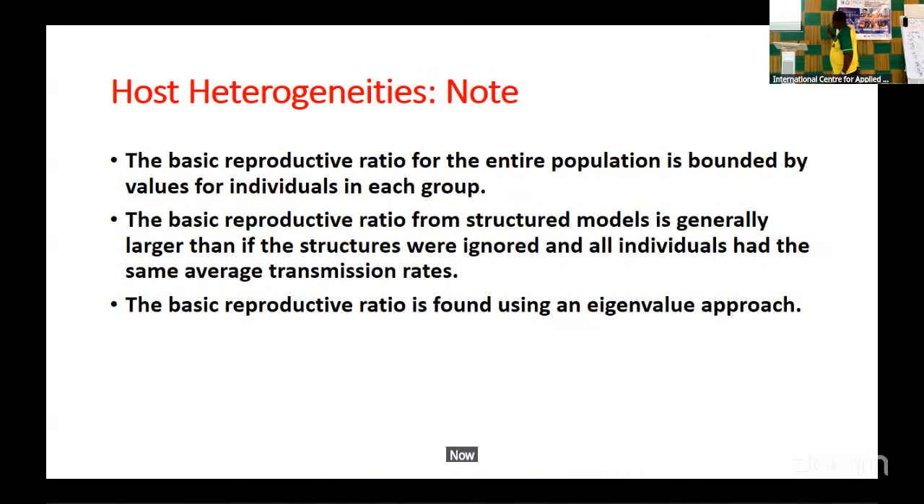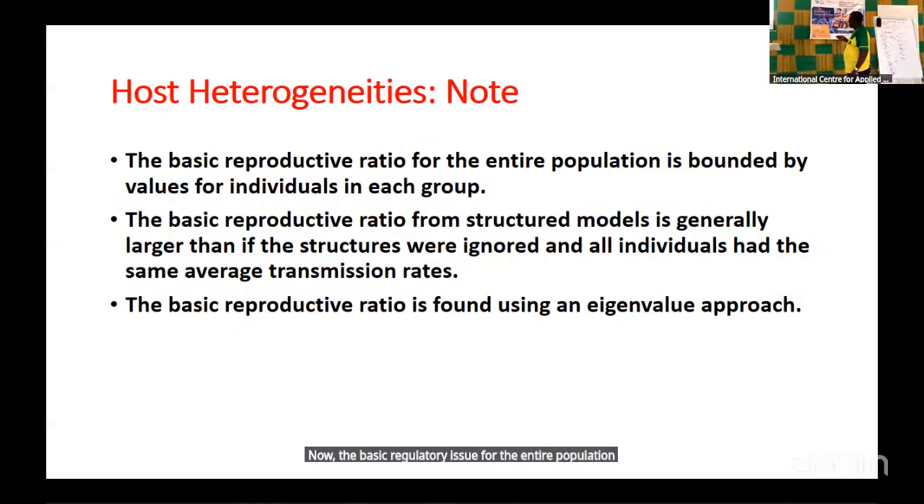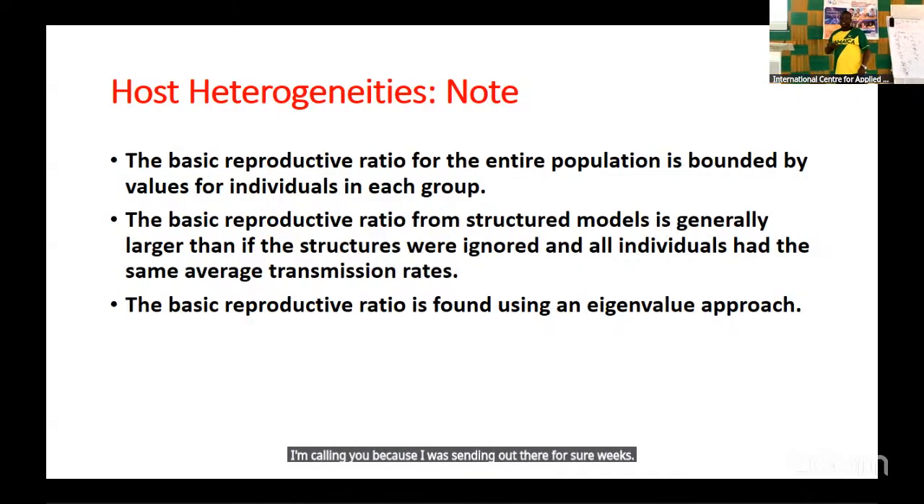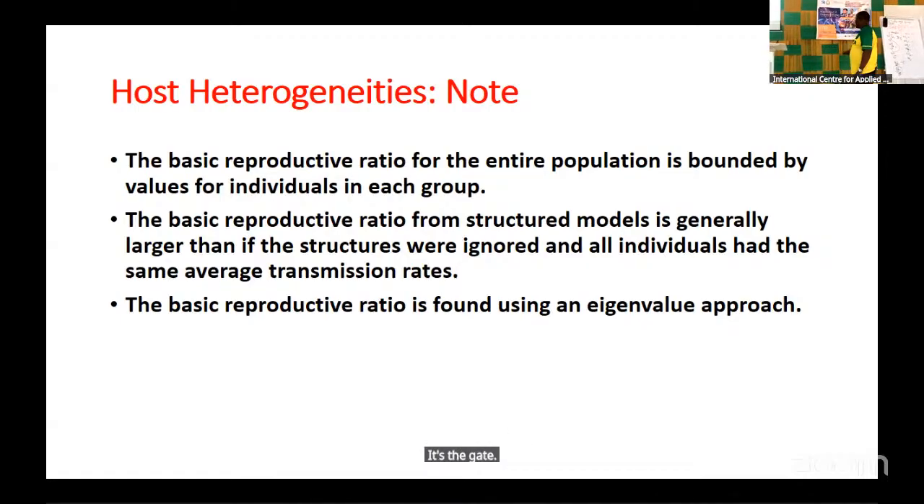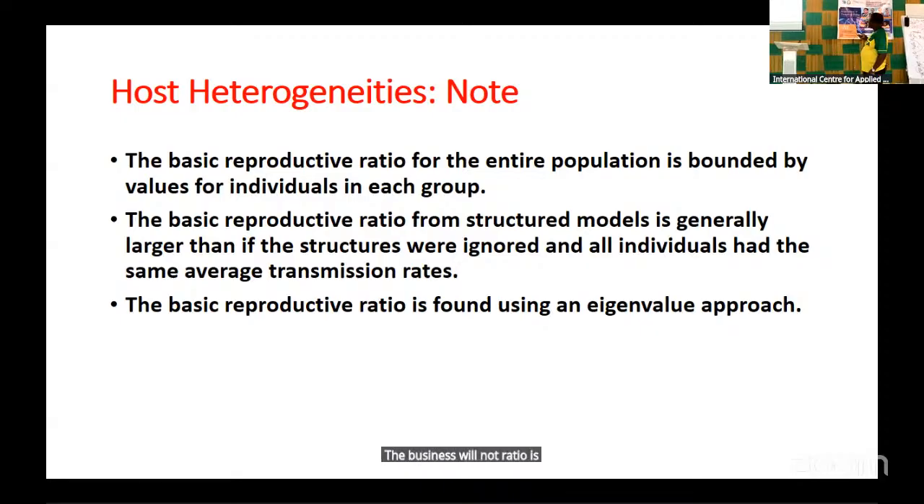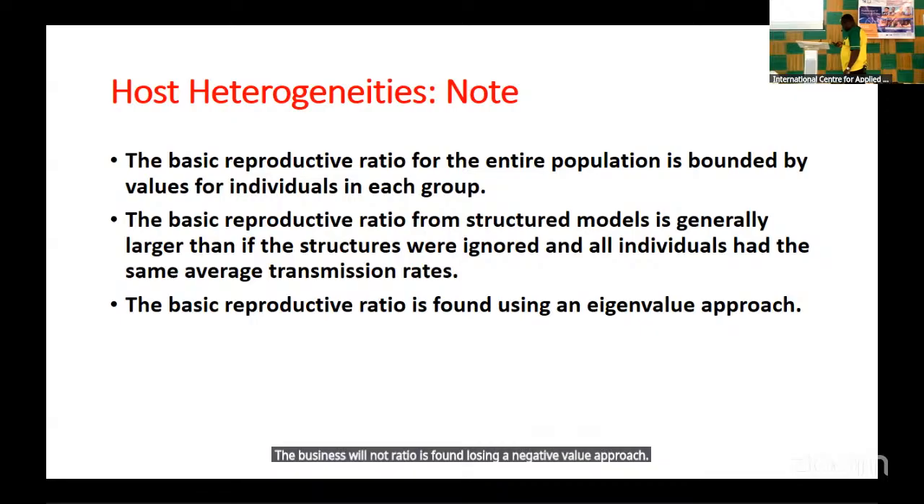Now, note this. One, the basic reproduction ratio for the entire population is bounded by values for individuals in this group. Number two, the basic reproduction number from a structured model is generally larger than if the structure were ignored and all individuals had the same average transmission rates. That was what I said yesterday. To emphasize it, the basic reproduction ratio is found using an eigenvalue approach.